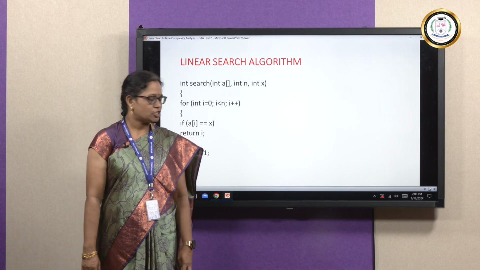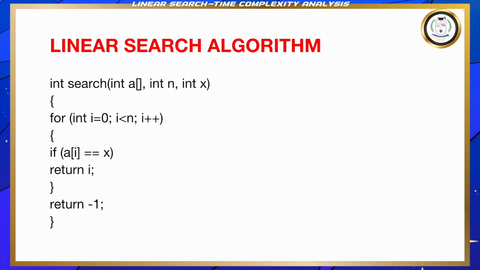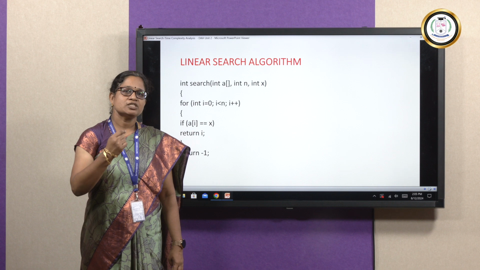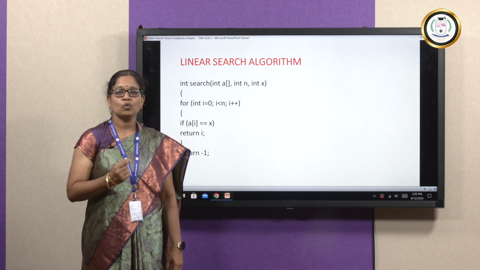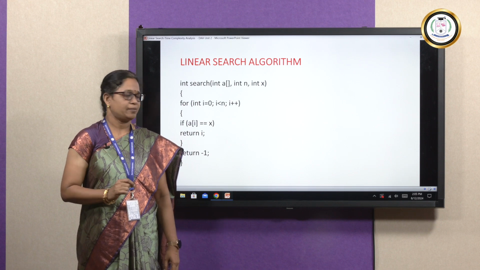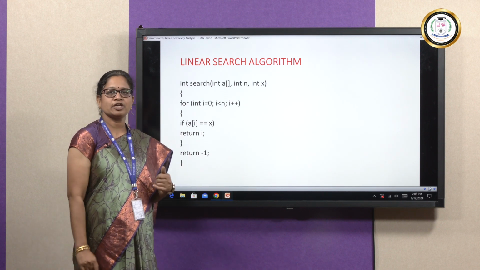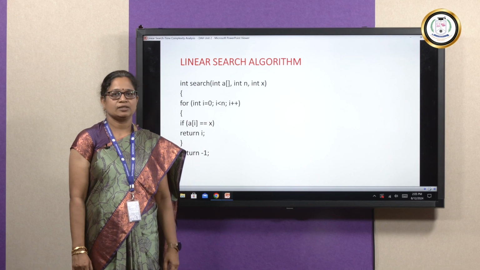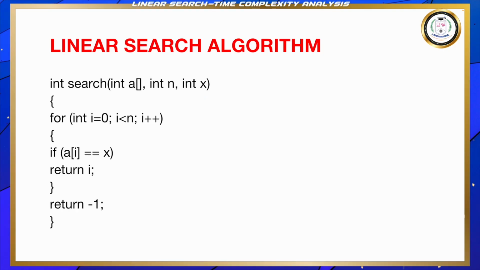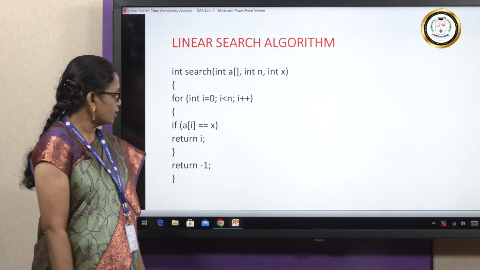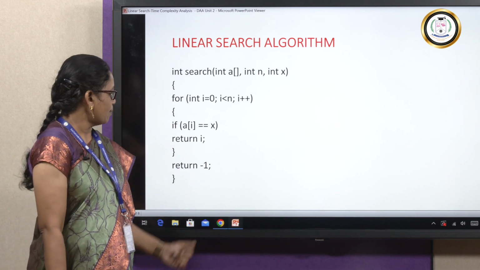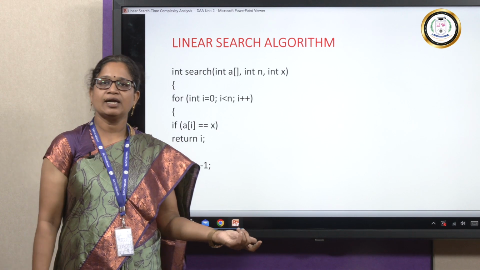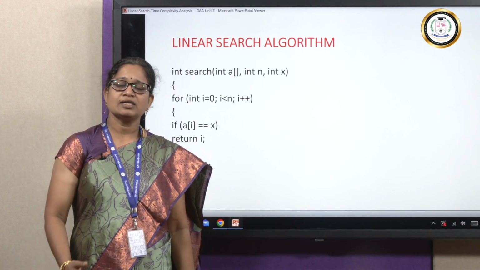So i is incremented. Within the for loop, we compare each and every element in the array to the element x. If the element x is equal to the element found in the array, then the index position of that element will be returned. That is i, the index position of that element. Otherwise, if the element is not found in the array, then -1 will be returned, indicating that it is false.